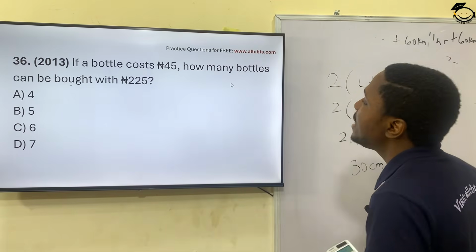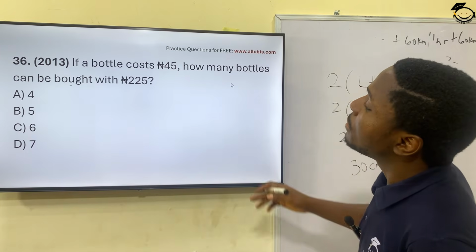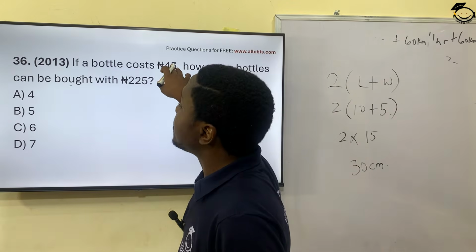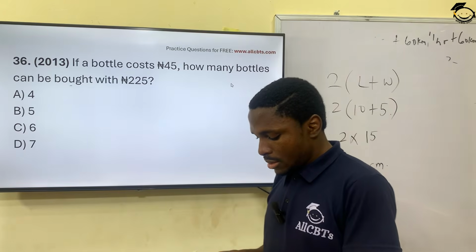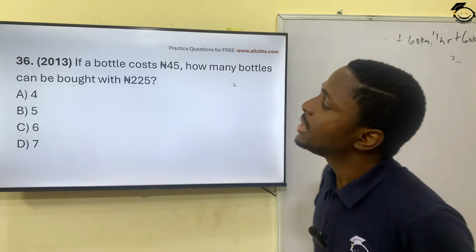Question 36. If a bottle costs 45 naira, how many bottles can be bought with 225 naira? We've seen this before. So 225 naira divided by 45, you have your answer. Okay? I don't want to dwell on that because I've explained it several times, which is fine. 37.